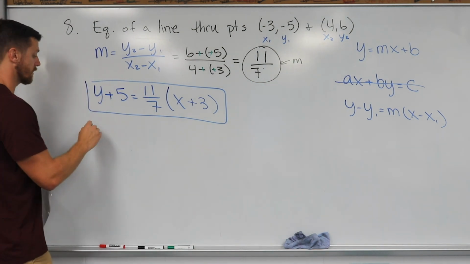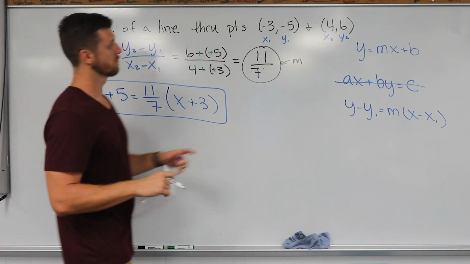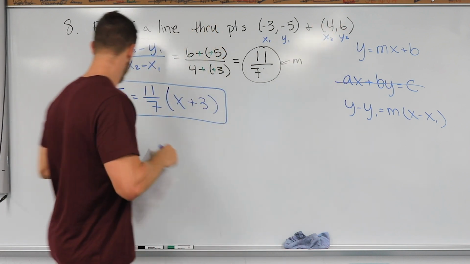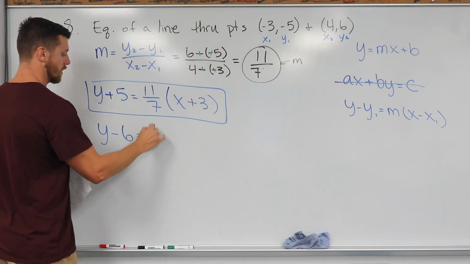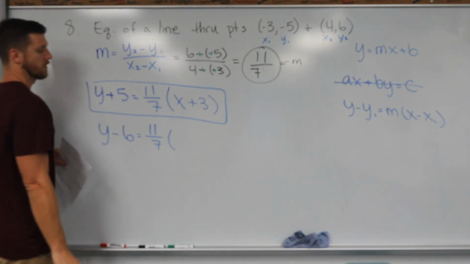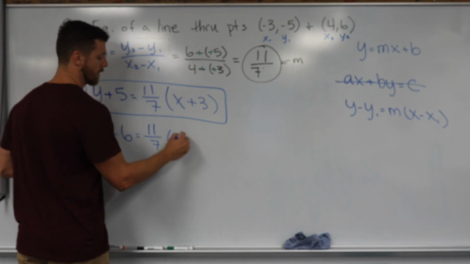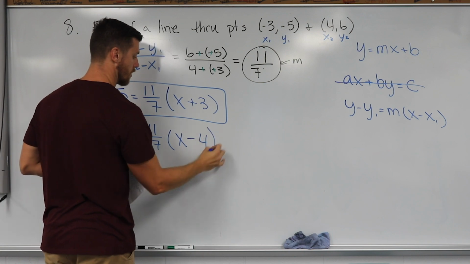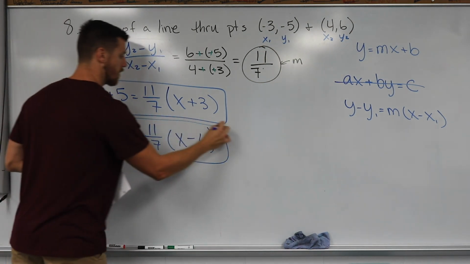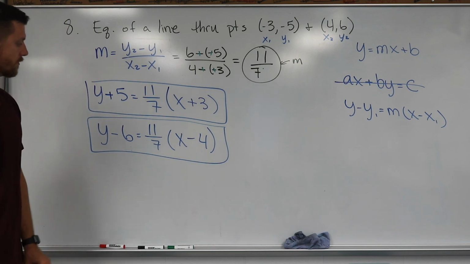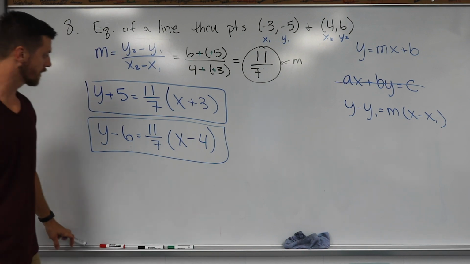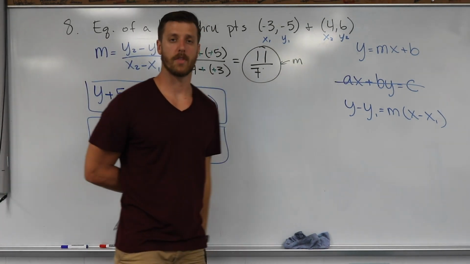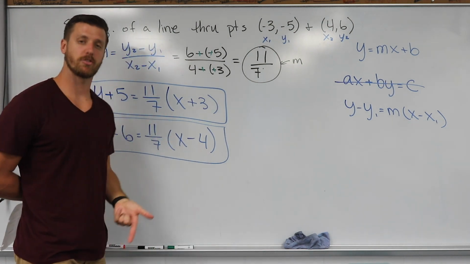I could have very much well done this. Y minus, I could have called this y1. It doesn't matter which one you call x1 and y1, right? So I could have said 6. Y minus 6 is equal to 11 sevenths times x minus x1. Well, that's my new x1. Right, so 4. Those are valid. Well, to be honest, guys, if you would just take either one of these, you would get the right form for that as well. Both of them would get you the same answer.